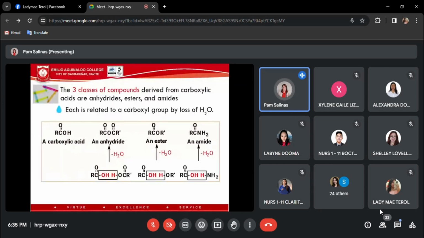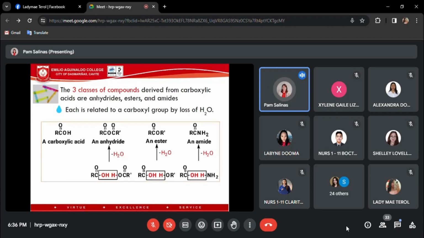As you can see here, let's take the first one, the carboxylic acid. In order for you to identify the three derivatives: for the carboxylic acid, we have R-C double bond O-OH, so RCOOH. Simple as that. Next we have the anhydrides.